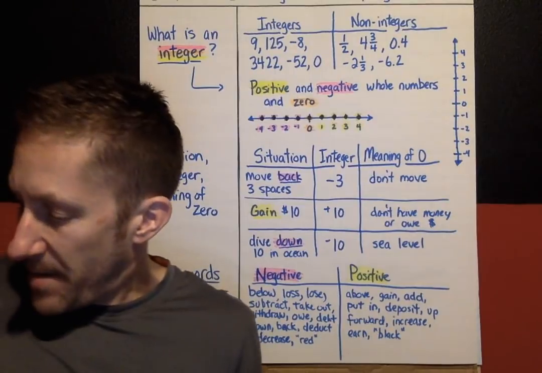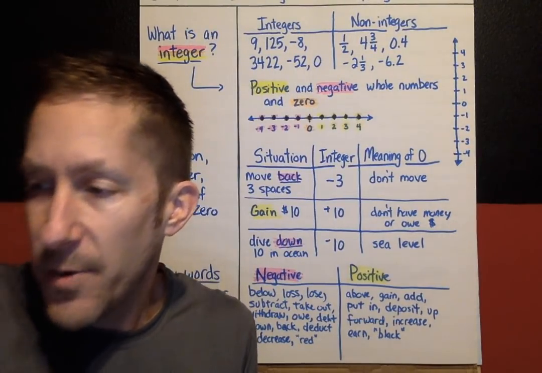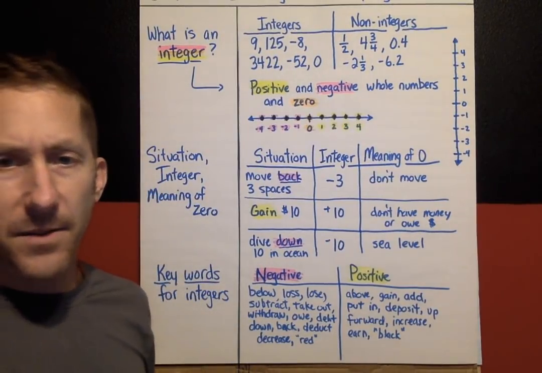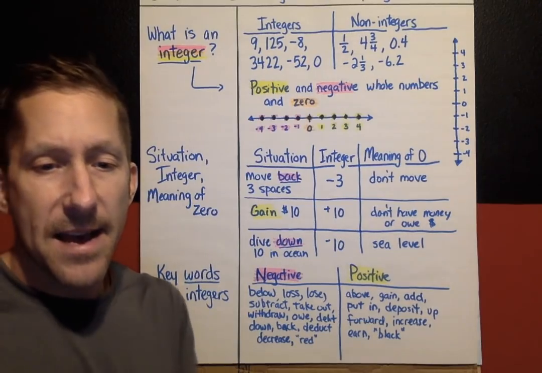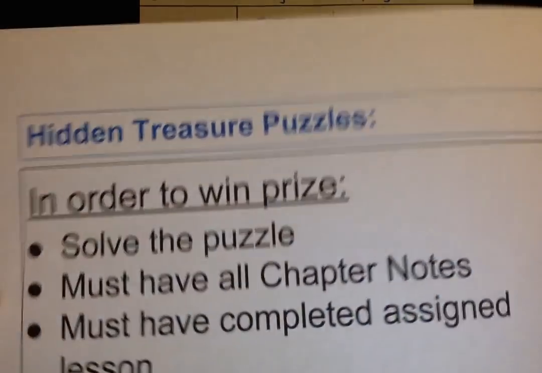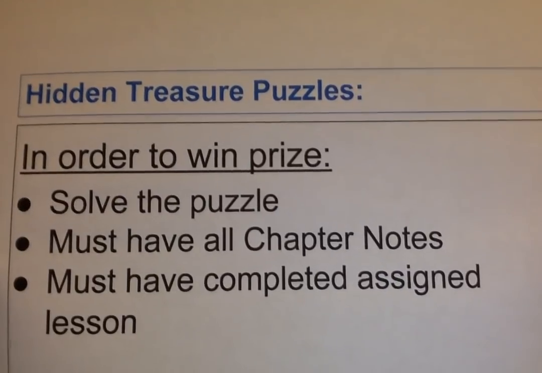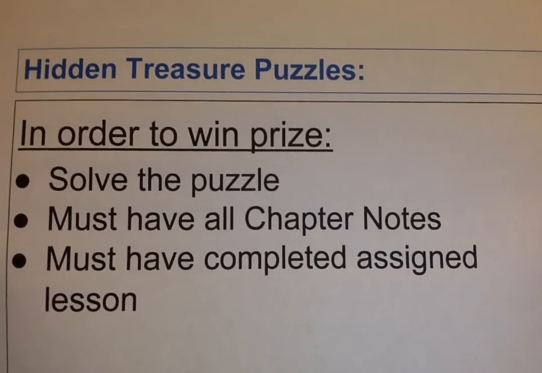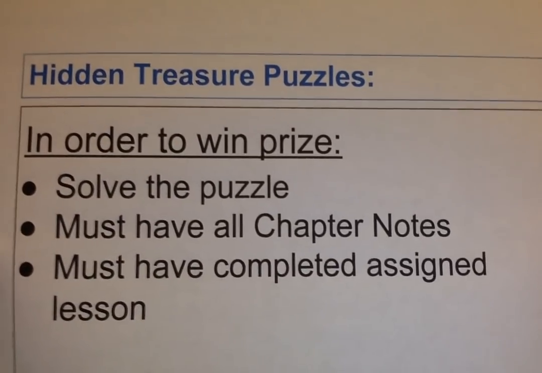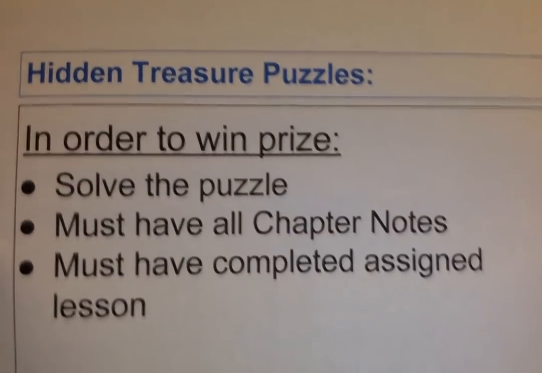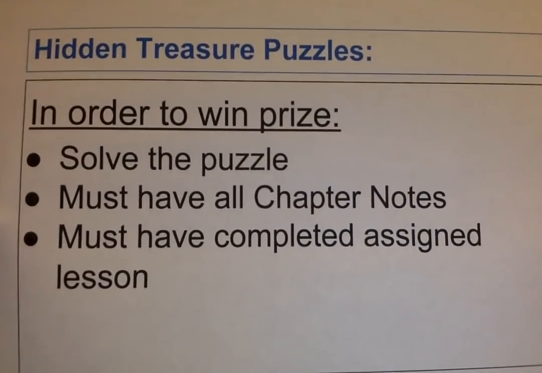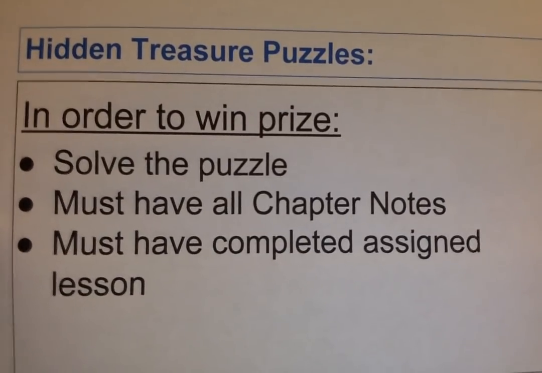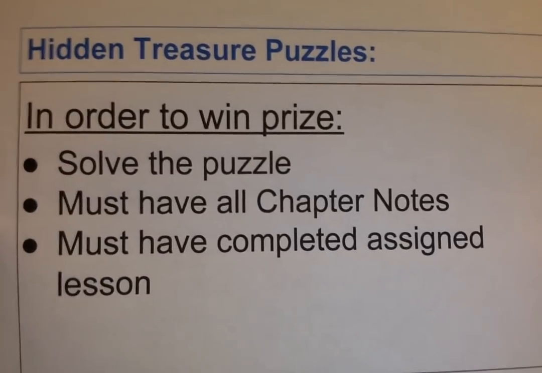Okay, I meant to say this earlier, but hidden treasure. So I'm going to be putting in some puzzles for hidden treasure this chapter, and here are the rules. Okay, hidden treasure rules. In order to win the prize for hidden treasure, first you have to solve the puzzle, but then you must have all your chapter notes. If you don't have all your chapter notes and your name gets picked, you are not going to win the prize even if you've solved the puzzle. You must also have completed the assignment for the lesson of where the hidden treasure came.